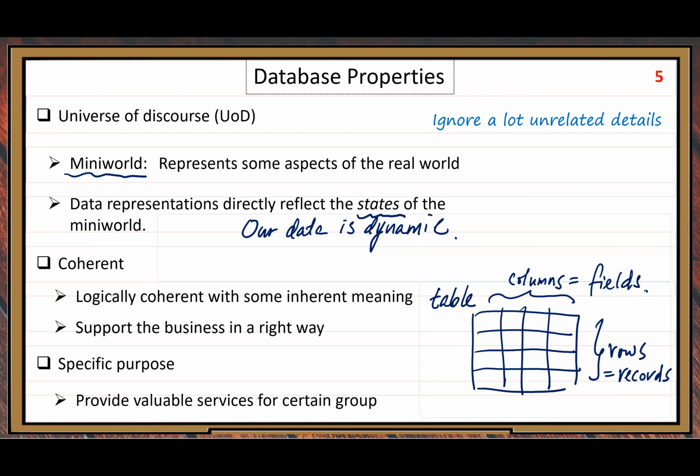Specific purpose. Definitely your database must have a specific business purpose. The meaning is to provide valuable service for a certain group.